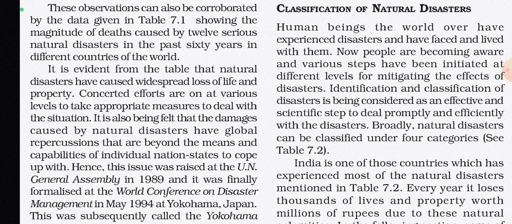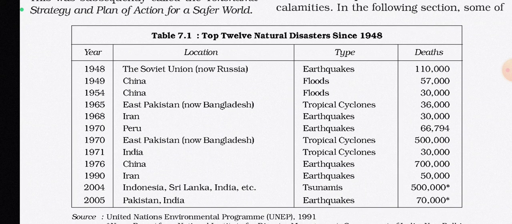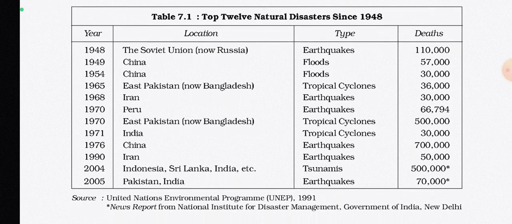So that is table 7.1, the top 12 natural disasters since 1948. The Soviet Union earthquake, China flood, East Pakistan, now Bangladesh, tropical cyclone, Iran earthquake, Peru earthquake, East Pakistan tropical cyclones, India tropical cyclone, China earthquake, Iran earthquake, Indonesia, Sri Lanka, India tsunami, Pakistan, India earthquakes.